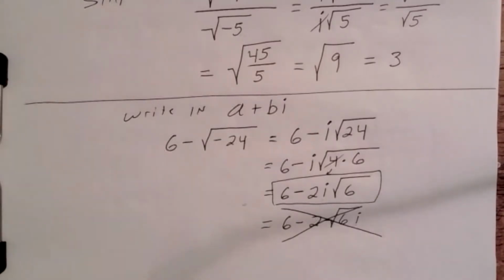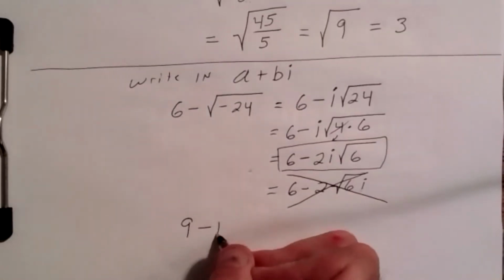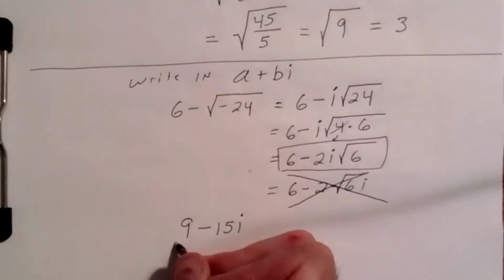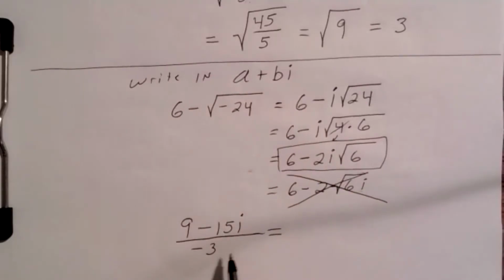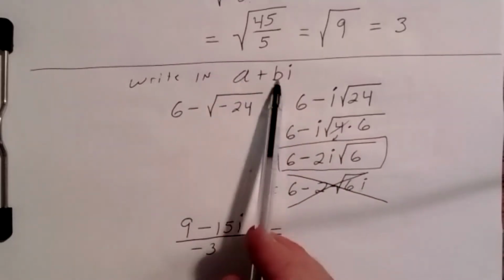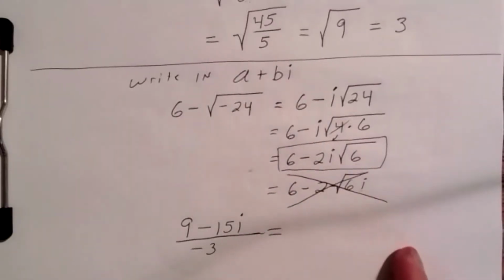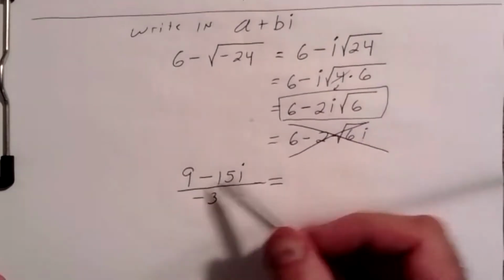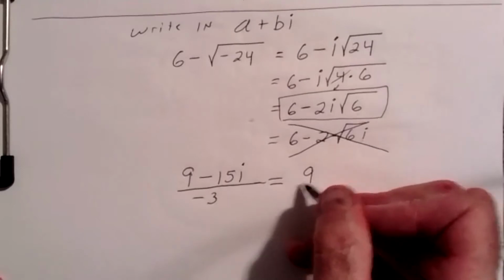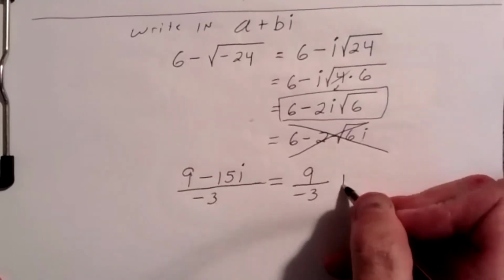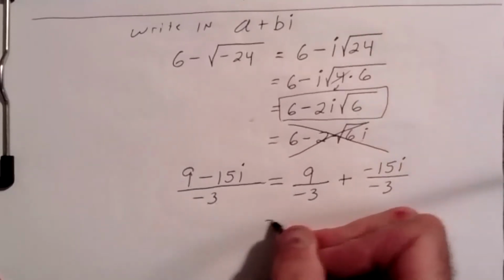All right, so far pretty good. Let's try to write this expression in standard complex number form. 9 minus 15i divided by -3. How would I write this in standard form, a plus bi form? Anybody? What would we do here? Do you agree I can place each term in the numerator over the -3? So let's put the 9 over the -3 plus, and let's put the -15i over -3. Now all we have to do is reduce.